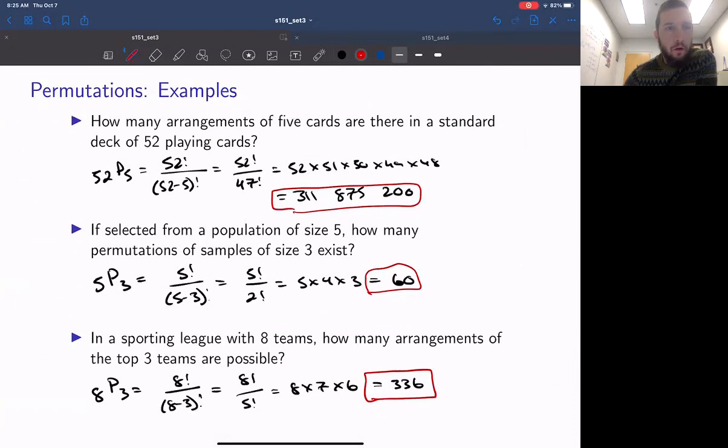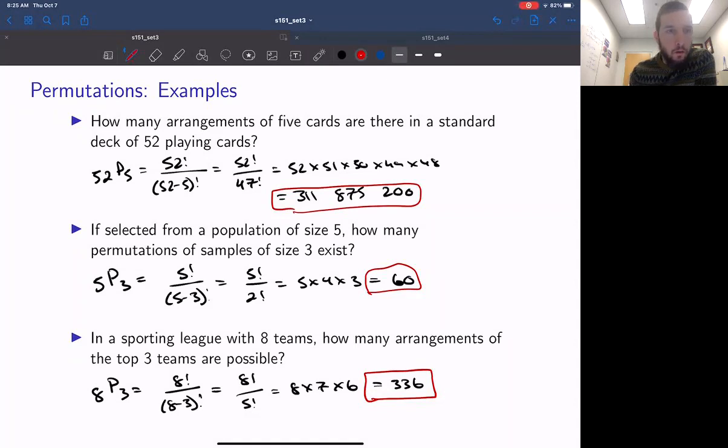Okay, Dakota, do we need to show the cancellation? No, you don't have to. You can just write 52P5 and then 52 factorial over 47 factorial and then give the answer. You don't need to write it out like I did. I just wanted everyone to see what's happening within the rule.